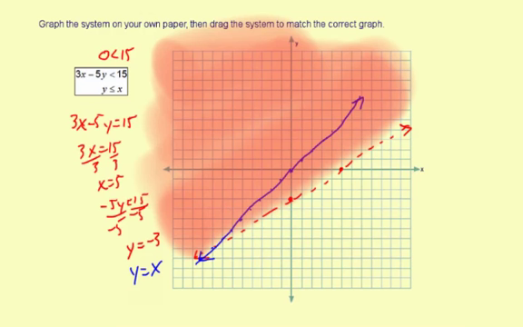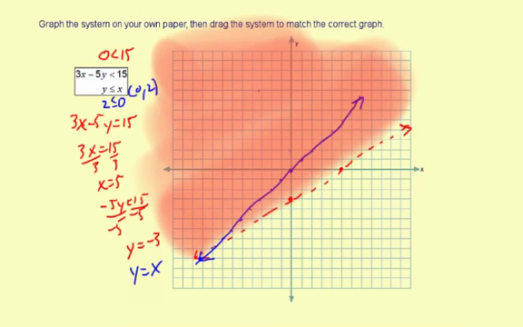And now for the test point. Well, we can't use 0, 0 because it's actually on the line. You have to use a point that's not on the line, so I'm going to use 0, 2. I'm going to put in a 0 for x and 2 for y. Is 2 less than or equal to 0? Well, we know it's not. 2 is greater than 0.